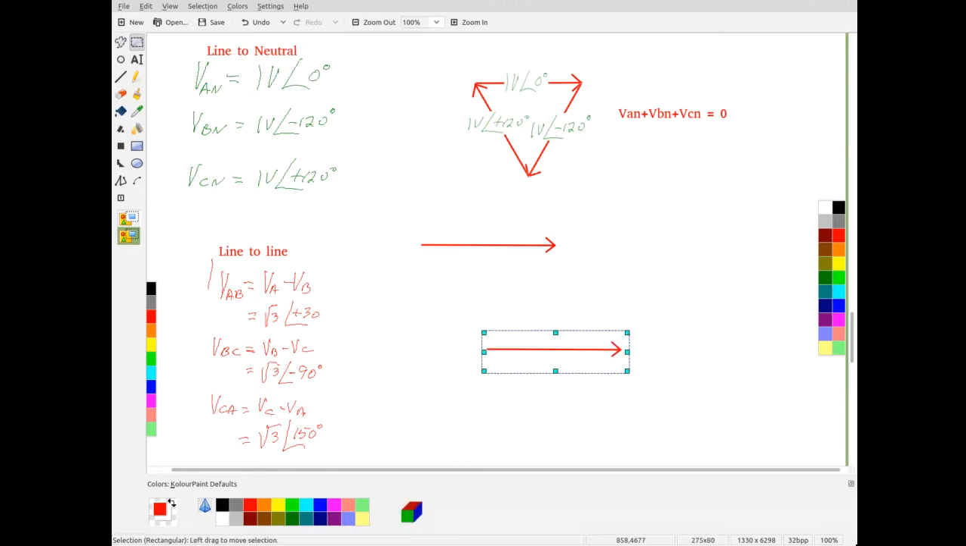All right, so now I'm going to take this and I'm going to rotate this 30 degrees. Okay, so that is this one over here. Okay, so these are the line-to-line voltages. Then I'm going to take this one here. I'm going to copy it again. I'm going to rotate this one minus 90. Okay, so there's that one rotated minus 90.